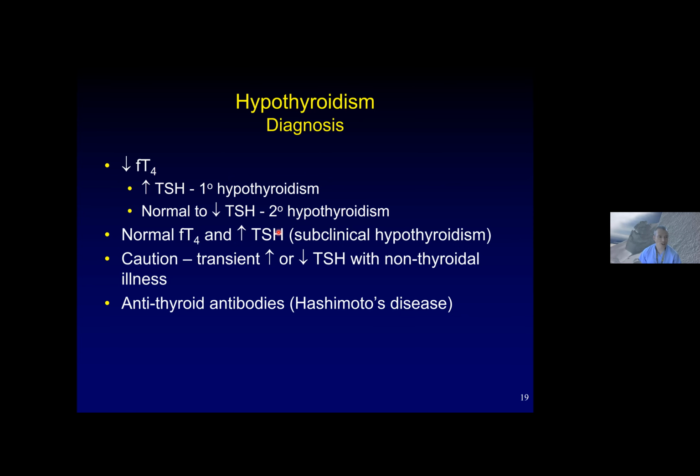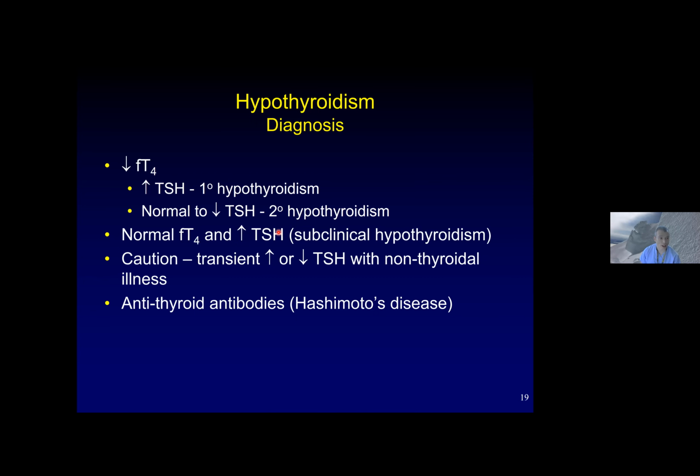We have to be cautious that there may be transient changes, either going up when you're recovering from an illness or going down when you're acutely ill. And so when somebody's ill, we have to follow these labs after the illness is resolved to really be able to interpret and make a diagnosis.